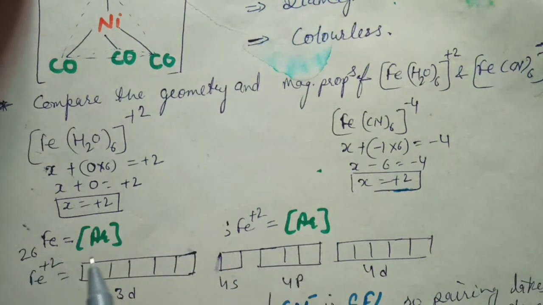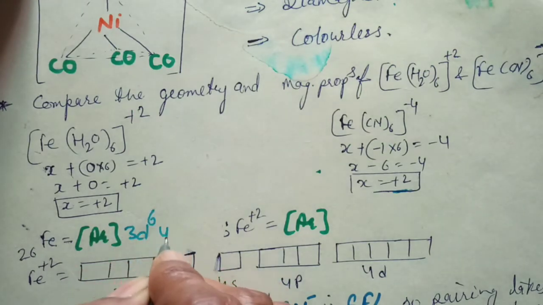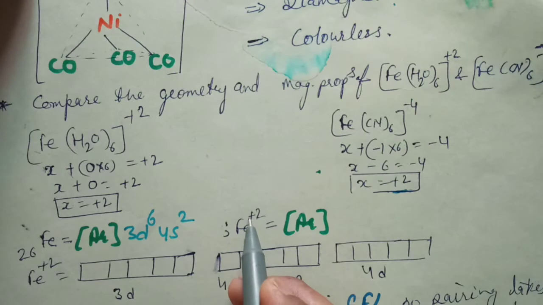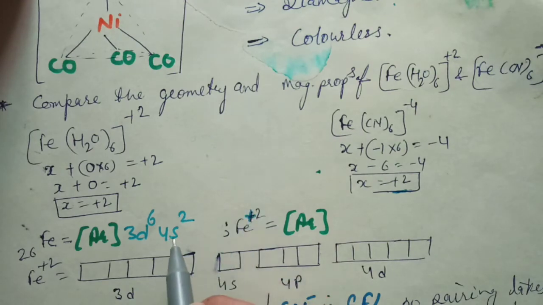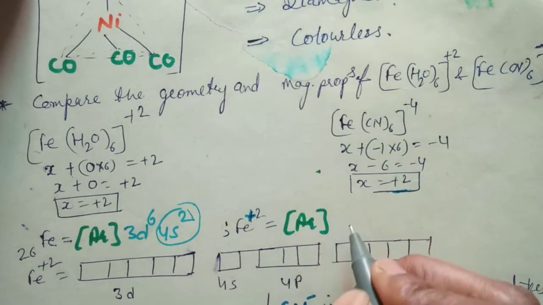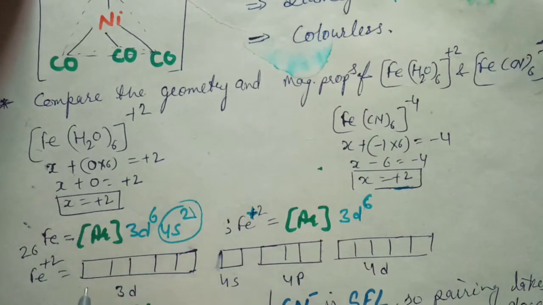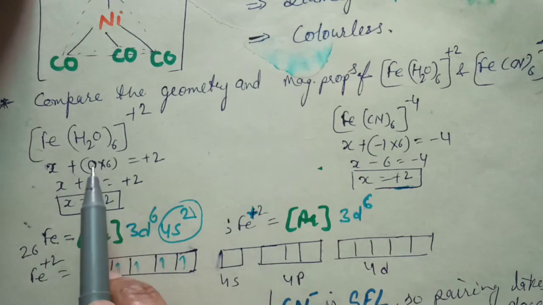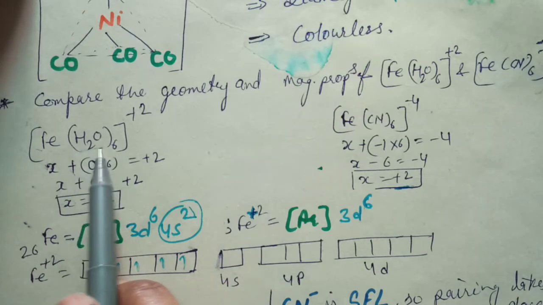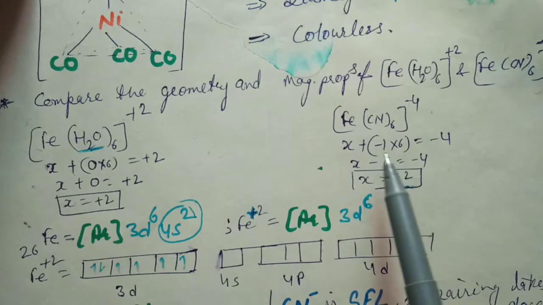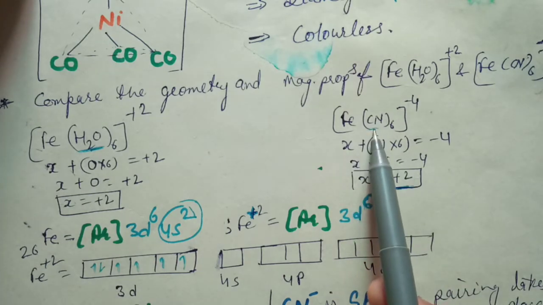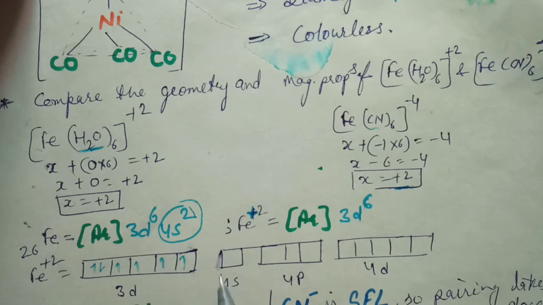Fe has atomic number 26, meaning [Ar] 3d6 4s2. When the Fe2+ oxidation state is obtained, 2 electrons are removed from 4s, so the electronic configuration will be 3d6 only. In 3d6, 6 electrons are present in the 3d orbitals and the other orbitals are vacant. Now in Fe(H2O)6, the ligand H2O is a weak field ligand, and here the CN- ligand is present, which is a strong field ligand. So whether pairing will take place or not depends on the ligand.